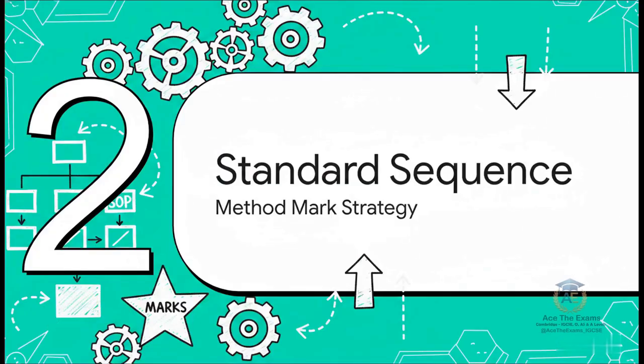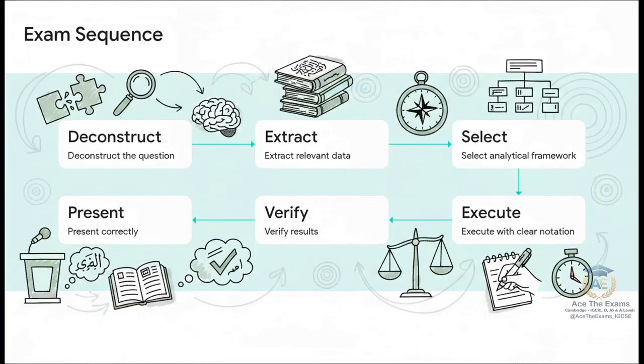Moving to Section 2, the standardized sequence, which we like to call the method mark strategy. In the corporate world, standard operating procedures are put in place to prevent catastrophic errors. In paper 4, your standard operating procedure is exactly how you accumulate your method marks step by step. Top-tier responses follow this exact 6-step standardized sequence to ensure absolutely no potential marks are left on the table.